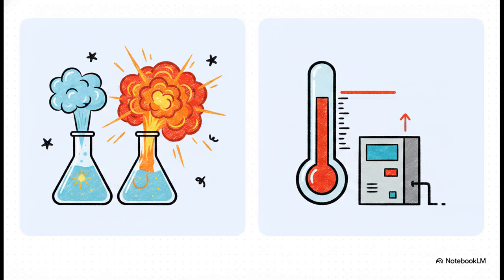The IEC standards divide gases into groups. Group IIA is for gases like propane. Group IIC is for highly volatile gases like hydrogen, which require much stricter tolerances. You absolutely have to match your equipment to the specific gas.